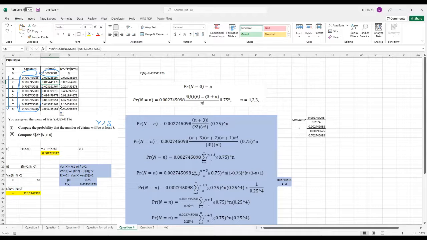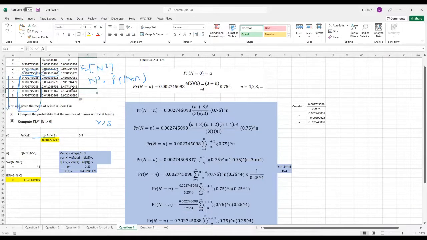Now, why do we need to calculate n square multiplied by the probability of n? This is because for the second one, the expected value of n square given n bigger than 0. So we calculate the expected of n square: n square multiplied by the probability of n. The n square is A5 squared, multiplied by C5, which is the probability. So we come out with 0.008235294. Same, we can just bring down all our equations and Excel auto calculates.